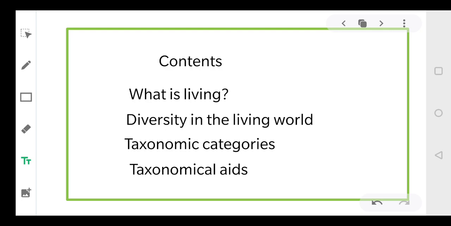Now in this chapter we'll be dealing with what is living. Second is diversity in the living world: what are the different types of plants and animals which are present? Then the various taxonomic categories, and last we'll talk about the taxonomical aids. Clear? So this is your chapter number 1, the living world.